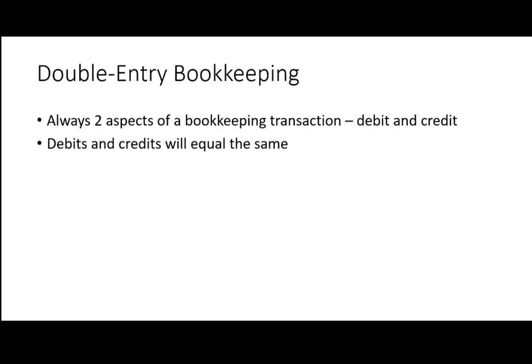So debits and credits will always equal. They will be the same. So if you have £100 debit or $100 debit, there will be a corresponding £100 or $100 credit.